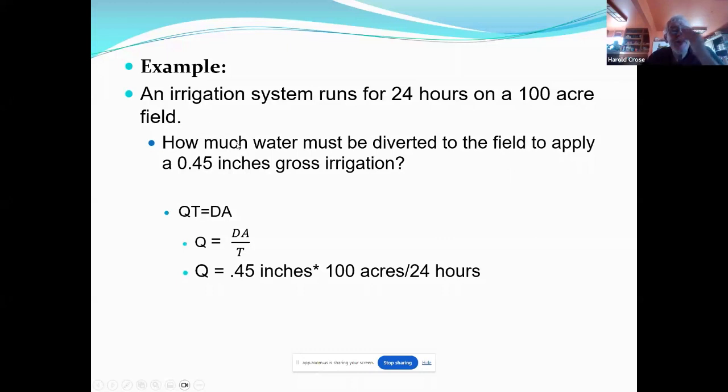And so here's an example. An irrigation system runs for 24 hours on a 100-acre field. How much water must be diverted to the field to apply 0.45 inches? So you've got Q times T equals depth times area, and you're looking for Q, with that 0.45 inches in 24 hours. They need 1.9 CFS to make that happen. Back to my example, if they only had 1 CFS, they're going to irrigate 50 acres. That, again, is part of your pre-planning with that landowner.